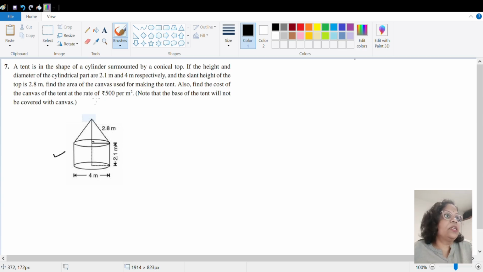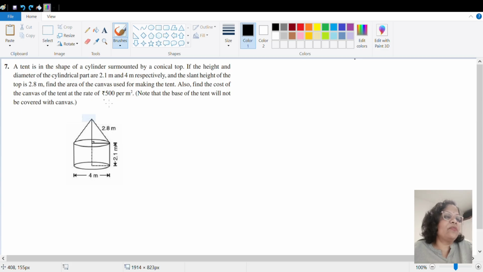So this much is understood. And the slant height of the top, that is of the cone, is 2.8. Find the area of the canvas used for making the tent. How much canvas is used for making this tent? Also find the cost of the canvas of the tent at the rate of 500 rupees per meter square.